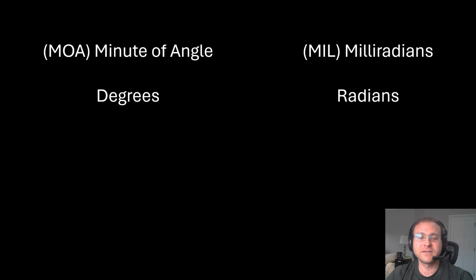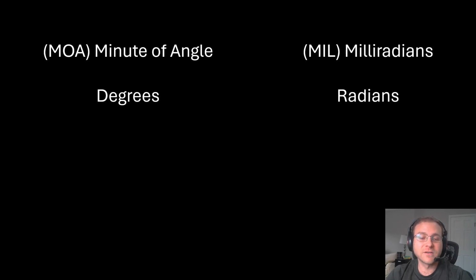Remember, minutes of angle is a subdivision of degrees, and mils, short for milliradians, are a subdivision of radians. For any task involving measuring angles, you could choose to use degrees or you could choose to use radians. Both will allow you to accomplish your goal, but depending on what the task at hand is, you might be better off choosing one over the other.